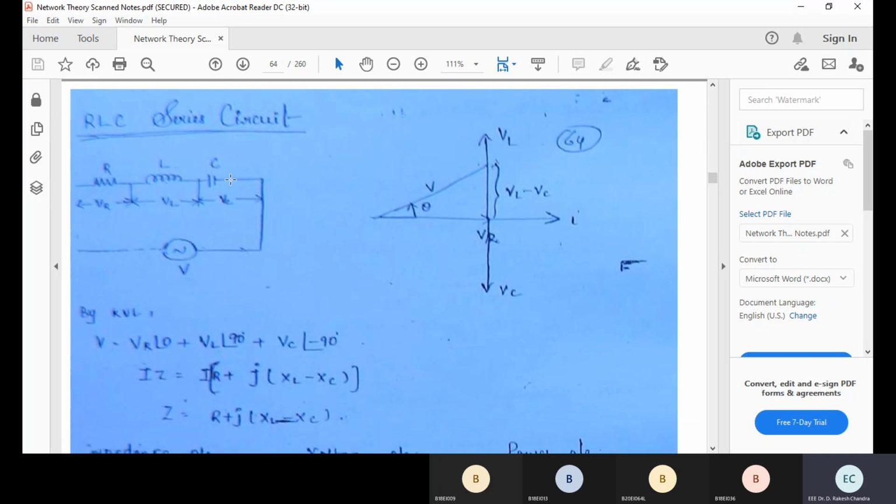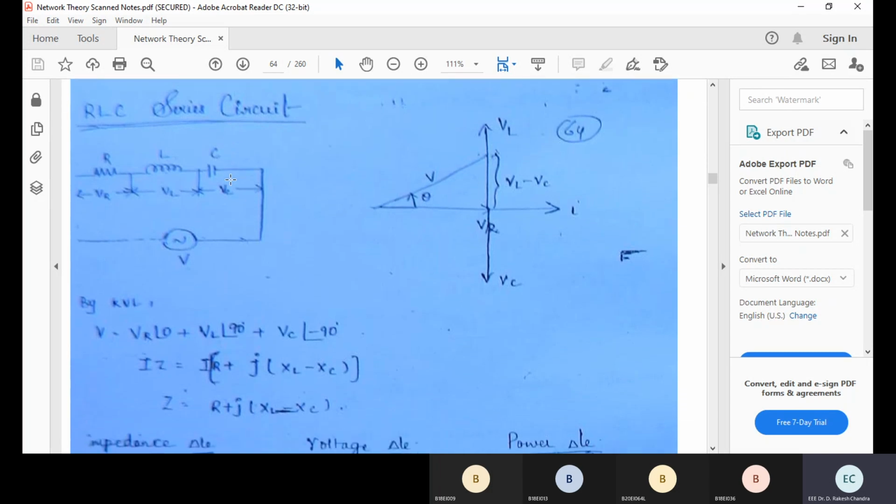So coming to today's topic, RLC series circuit. What is RLC series circuit? Your resistor, inductor and capacitor. These three are connected in series. What is the phasor diagram that we will see? So in the previous classes, we have seen your RL circuit and RC circuit. Today, the combination of RL and C. Resistance, inductance and capacitance.